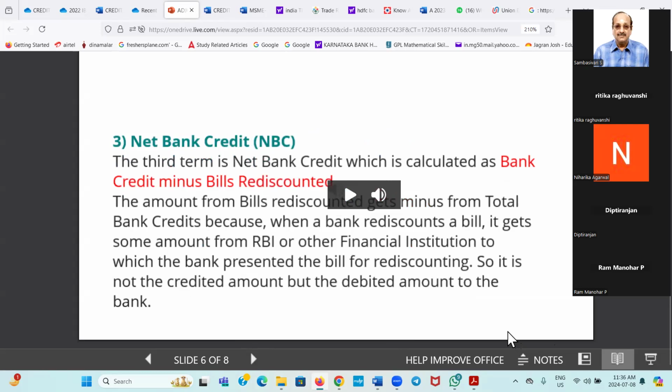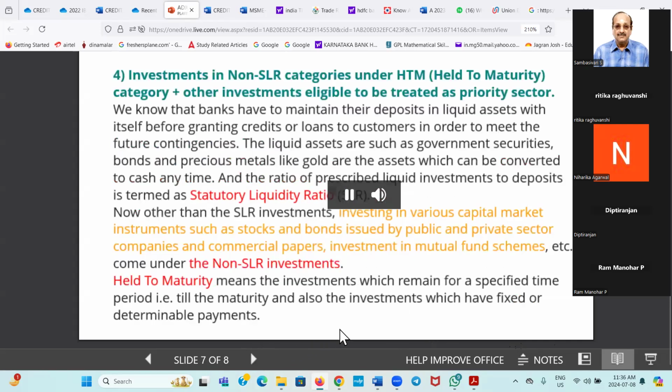The third term is net bank credit, which is calculated as bank credit minus bills rediscounted. This we have already seen. Then investment in non-SLR categories: investments in non-SLR categories under HTM category plus other investments eligible to be treated as priority sector.